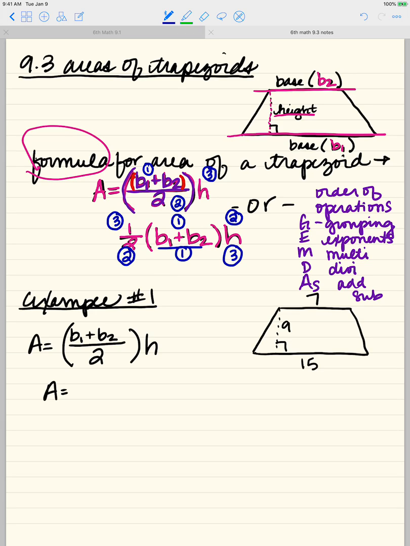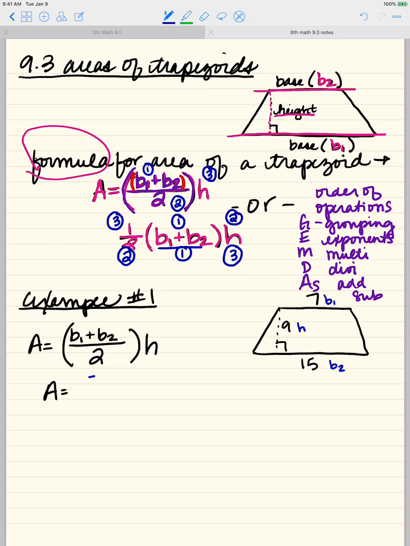Example number 1, okay? Here we have a trapezoid with a base of 7 and a base of 15, okay? So we're just going to go ahead and call this one up here base 1. Call this one base 2. It really doesn't matter which one is which, okay? And then we have our height right here, okay? So I've already written the formula in here. Area is equal to base 1 plus base 2, that entire sum divided by 2, that whole quotient multiplied by height. Let's plug in what we have, okay?